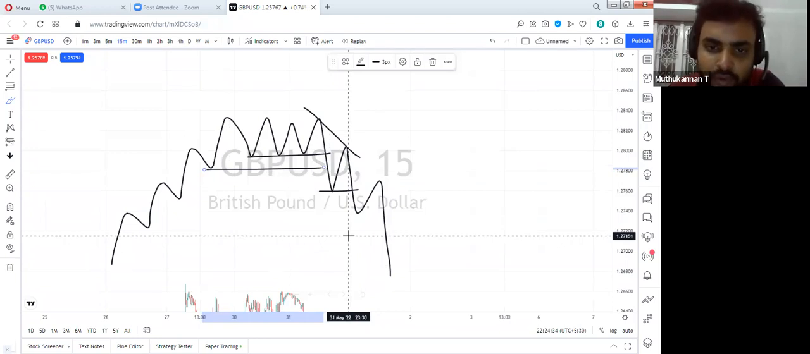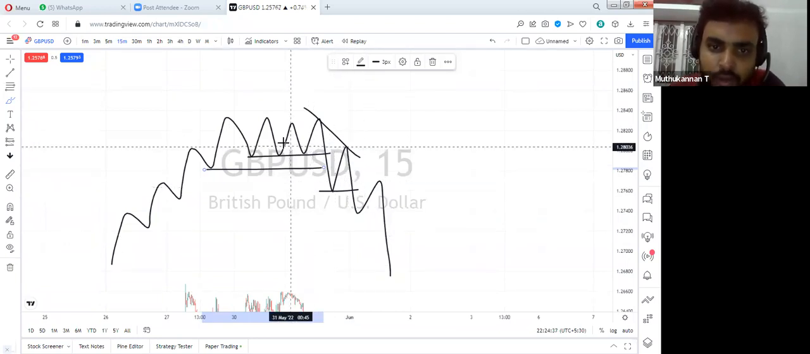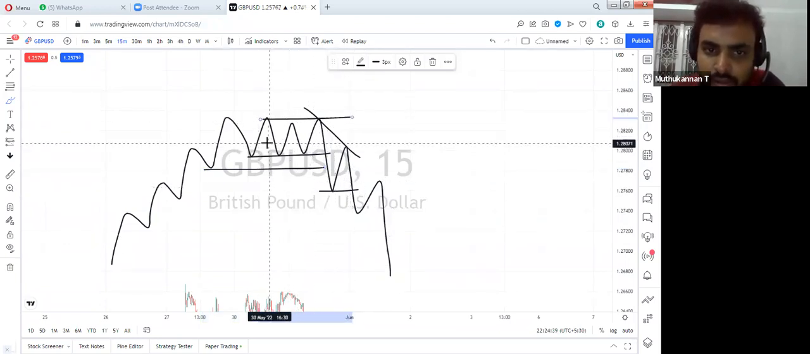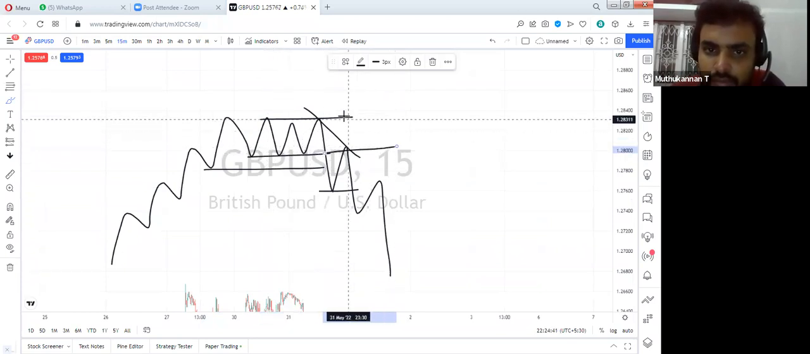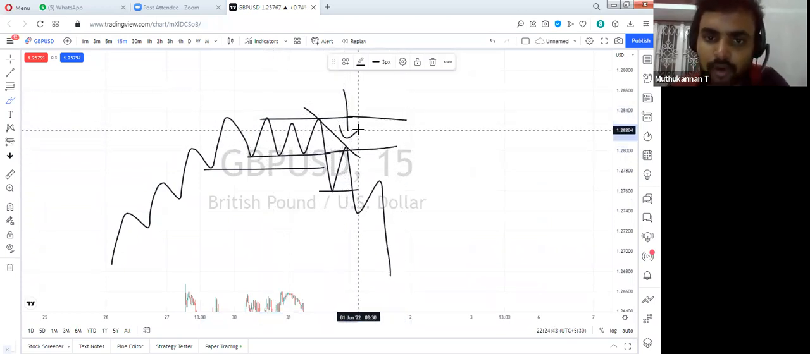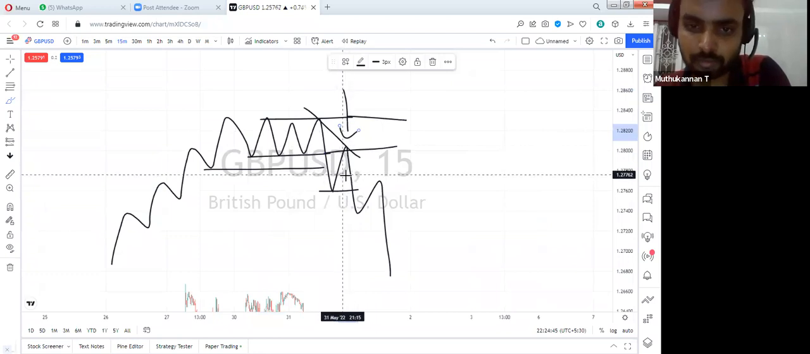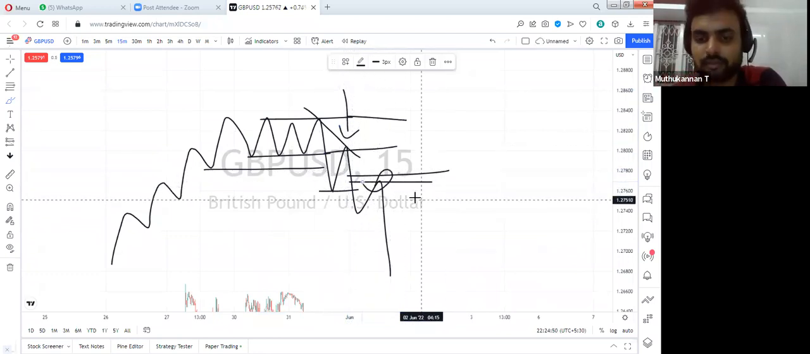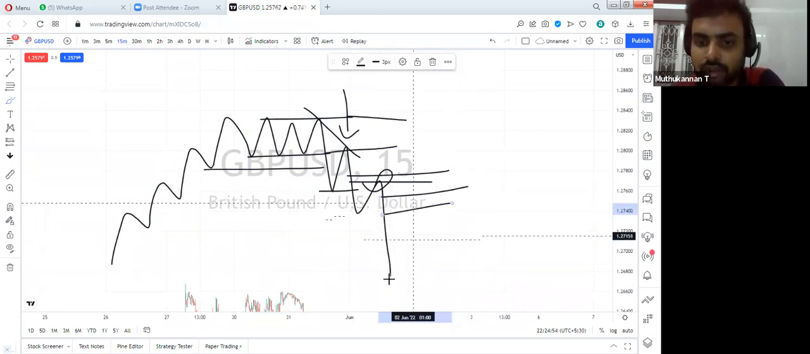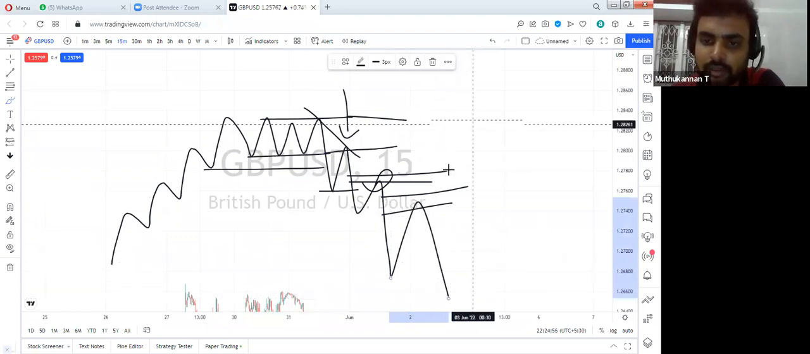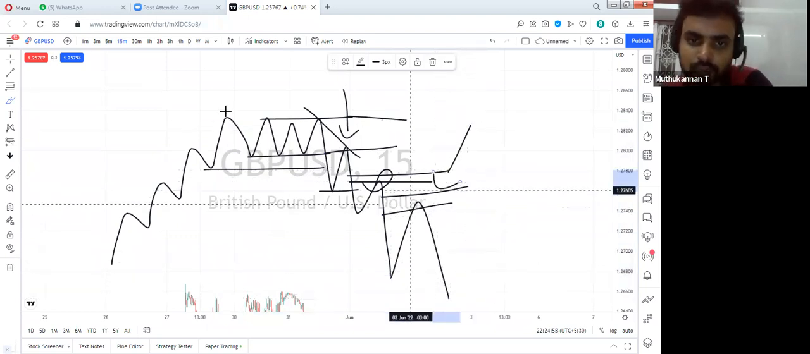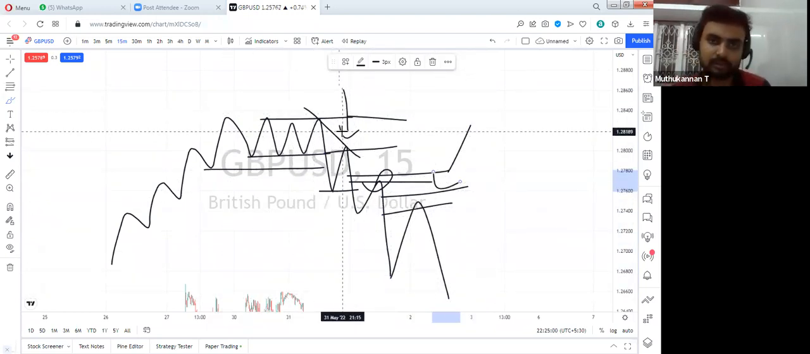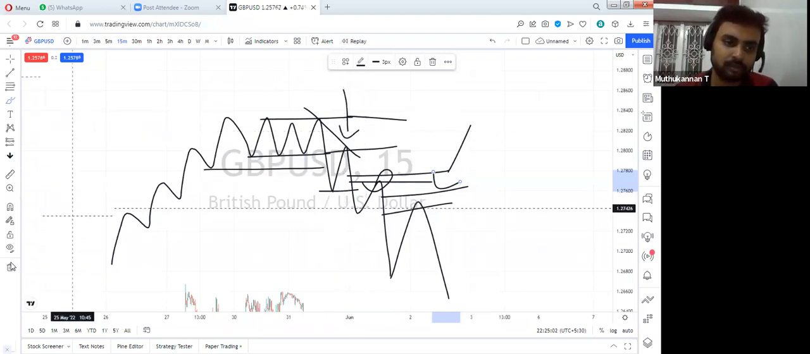Now I'll be looking for selling opportunity. I'll be either looking for selling from here in this level, from this level, or I'll be looking for some zone here. From here I'll be looking for selling, or maybe I'll be having one more zone here. I'll be looking for sell from here. So this is called shifting market structure. Okay.